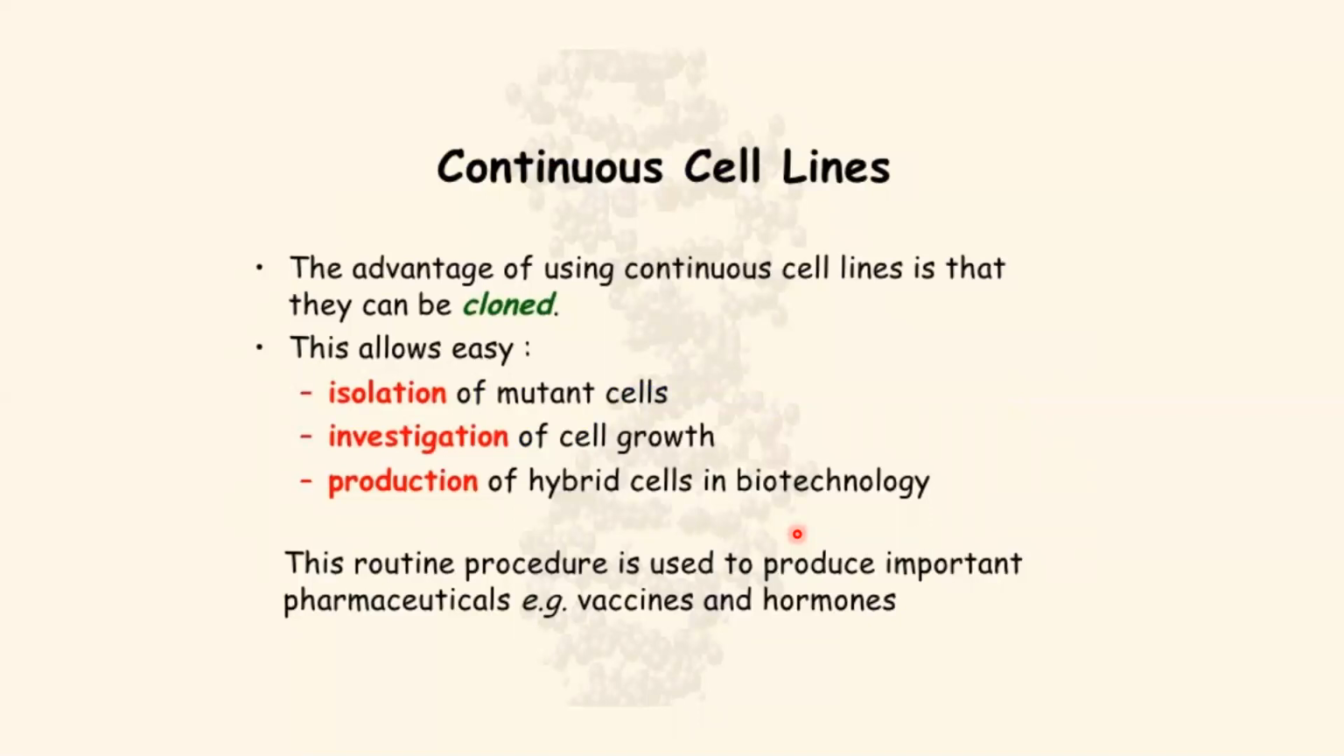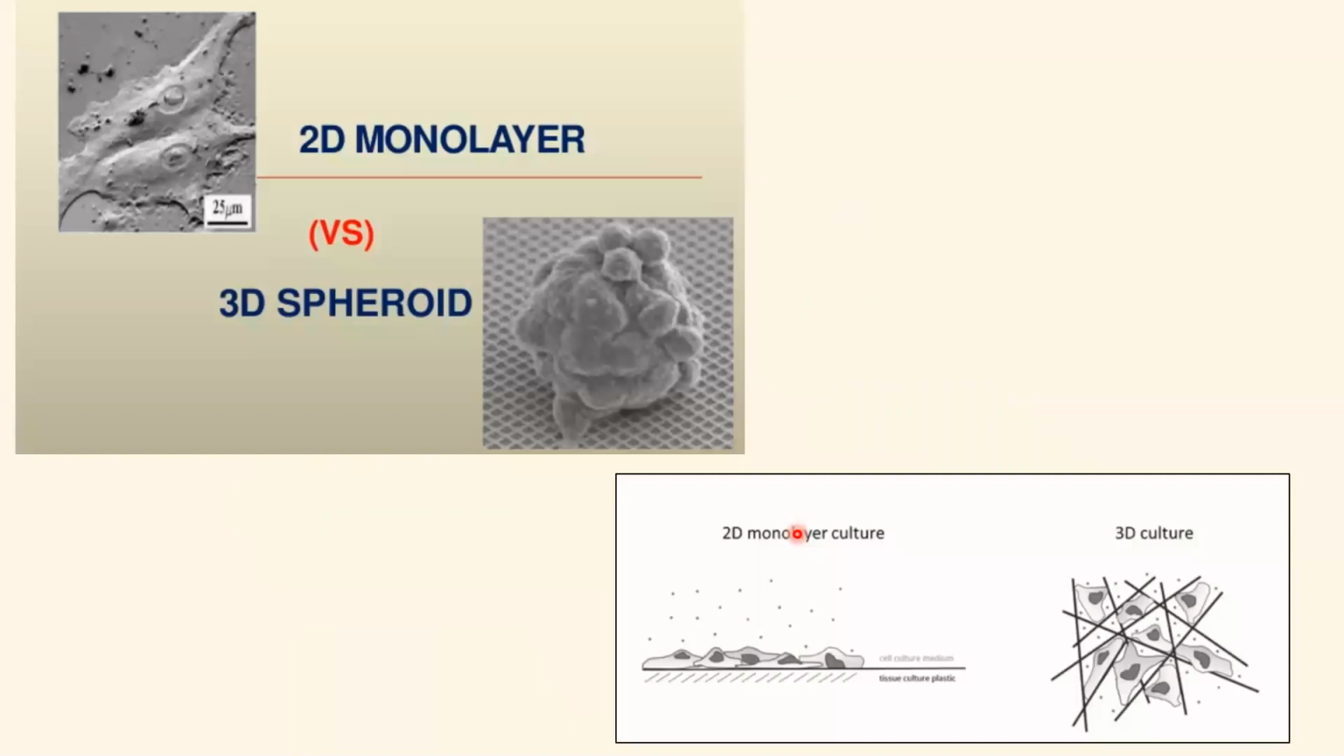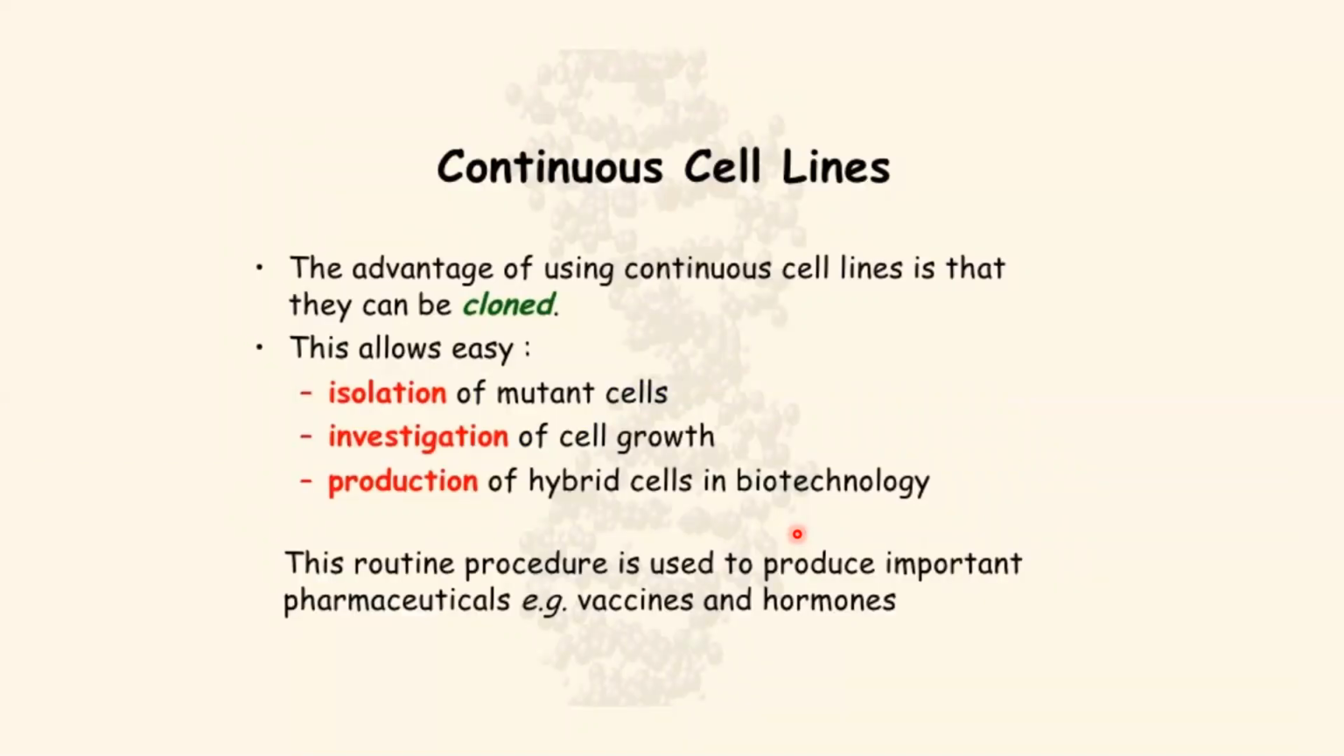The advantage of using continuous cell lines, as I discussed, is that they can be cloned. You can clone them, and then you can easily isolate the mutant cells. You can do investigation of growth. You can use them for production of hybrid cells in biotechnology, and for the production of pharmaceuticals, vaccines, hormones, other chemical therapeutics, growth factors. Now, what we had been discussing until now was all about culturing the cells in 2D.